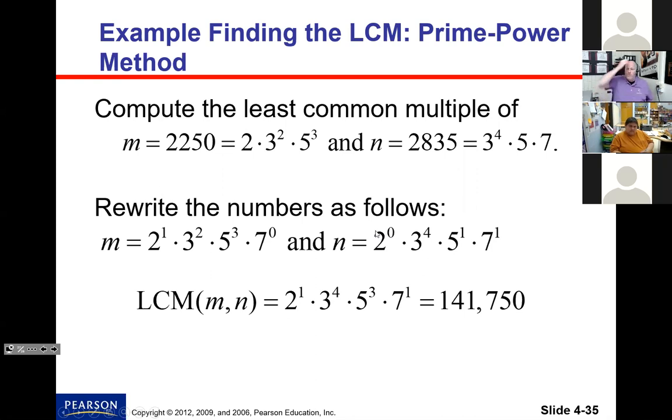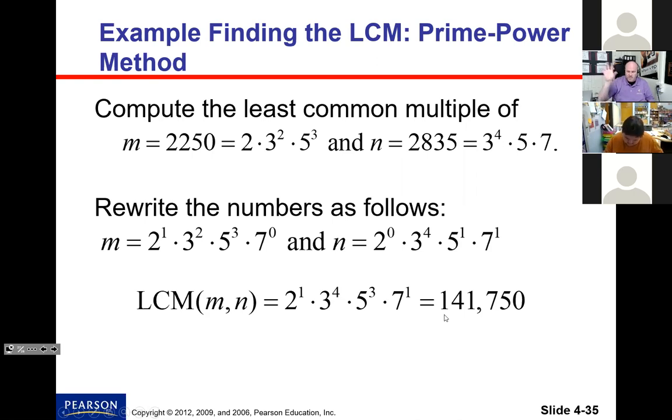Think about this for a sec. If you took 2,250 and times it by 1 and put the number, then times it by 2 and put the number, and times it by 3 and put the number, and times it by 4 and put the number, you'd have a massive list, and you'd have to do the same for the 2,835. Then that's where they cross over, 141,750. Yikes. Can you imagine doing it that other way? No, this is a much faster method.